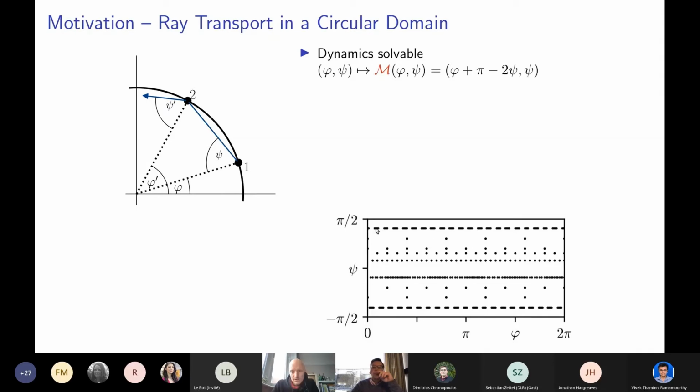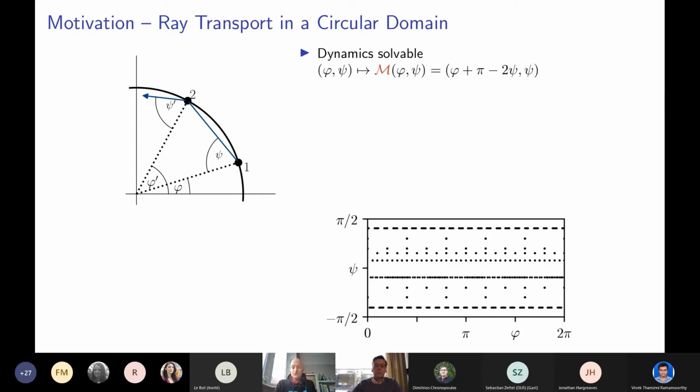This orbit closes onto itself. If we started an initial condition here, it would eventually fill out the whole horizontal line, and so you find a lot of behaviors. All initial conditions below 0 would go counterclockwise. No, they would probably go clockwise, and the positive ones would go counterclockwise. But it depends a bit on how you choose your system of reference.